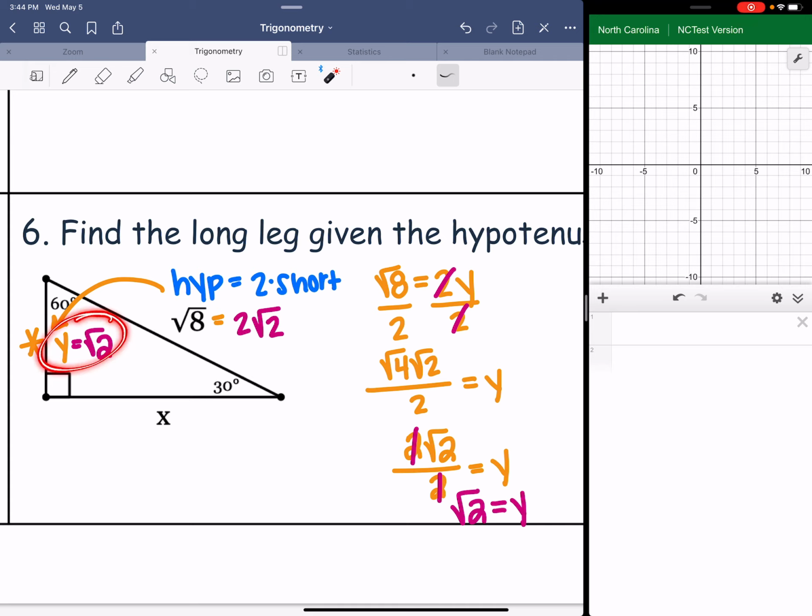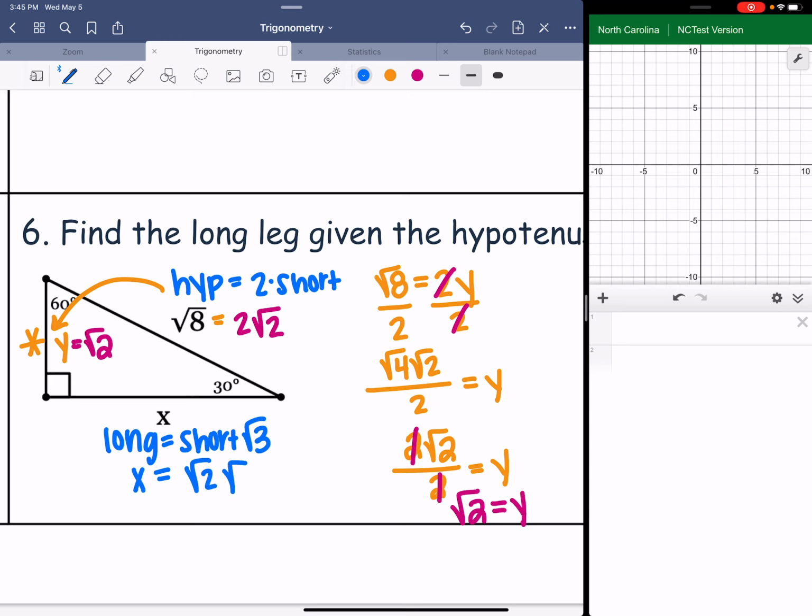Okay, so our short leg is the square root of 2, and now we want to know the long leg. Well, we know that long is short times square root of 3. So x is the short leg, square root 2, times the square root of 3. So when I multiply those together, I get the square root of 6. And I can't simplify that anymore, so that's it. It's just the square root of 6.